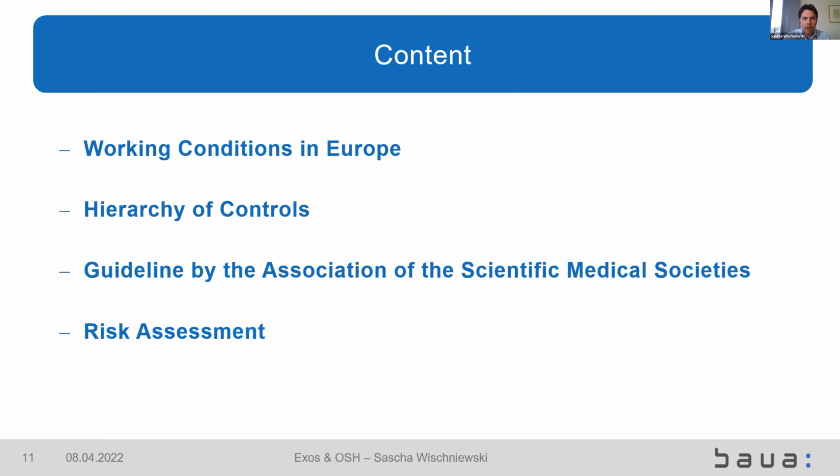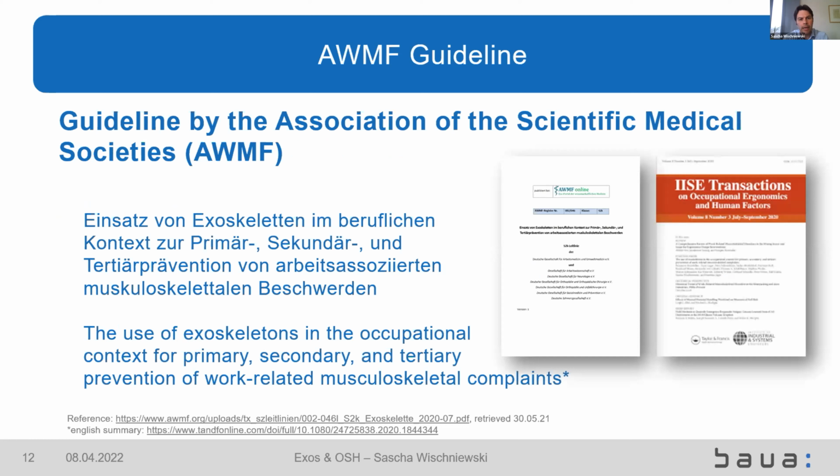So how do we get along with that in Europe, and here also specifically in Germany? I brought you a guideline by the Association of the Scientific Medical Societies, where an extensive review was done on the use of exoskeletons in the occupational context for primary, secondary, and tertiary prevention of work-related musculoskeletal complaints. Also here you see all the publications which are available in the field. I didn't bring you the whole document because it's really a lot of information, but I wanted to share the key messages, especially on primary prevention.